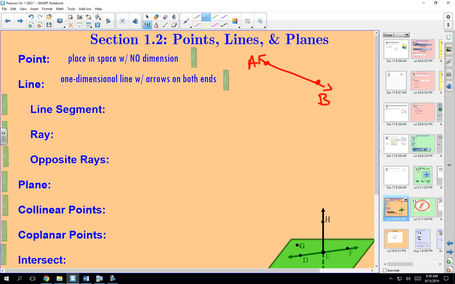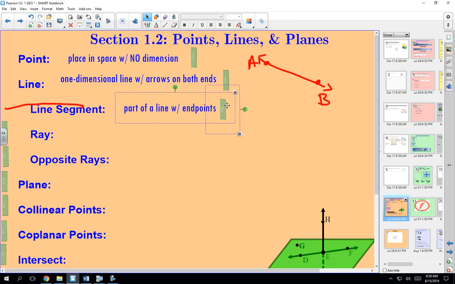And what do those arrows mean? What are they telling me? It keeps going on forever and ever, but I just can't draw it forever, right? So we put the arrows on it to show that. So that's what a line is. A line segment is a part of a line with endpoints, and I showed you that first. The line segment was the part of the line with endpoints.